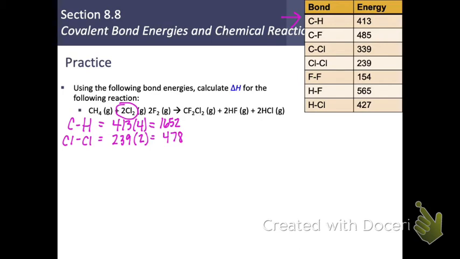All right, and then I've got the same thing here with fluorine. So it's a fluorine to fluorine bond. That value is 154. And when I multiply it by 2, that gives me 308. Sorry about that. Okay, any questions about how I got those numbers, how I manipulated them? Okay, let's go ahead and add up that side, that total.